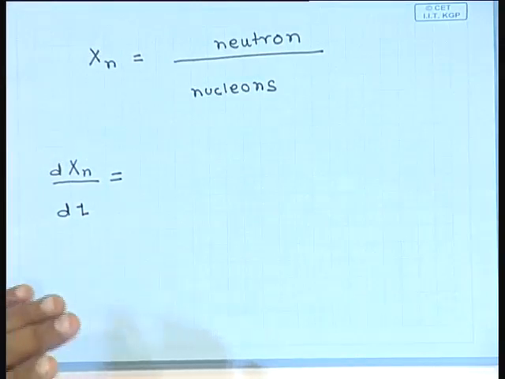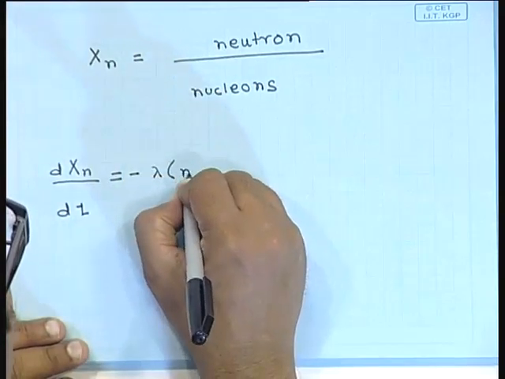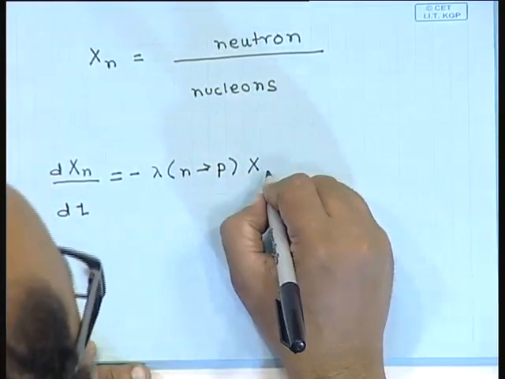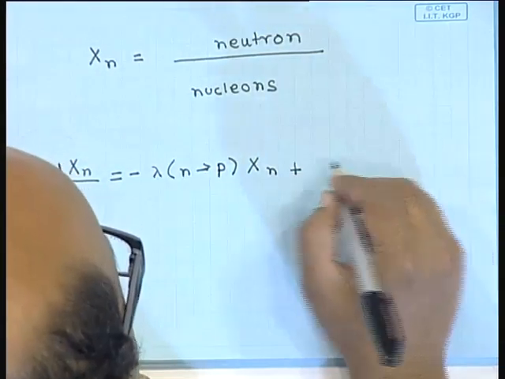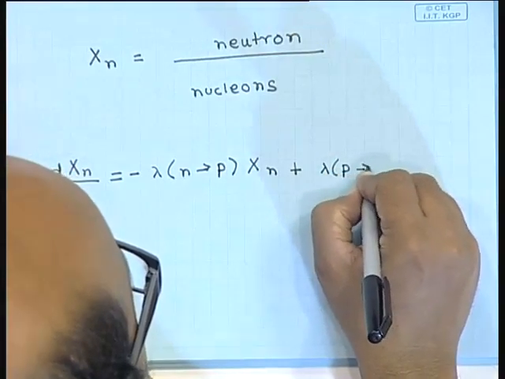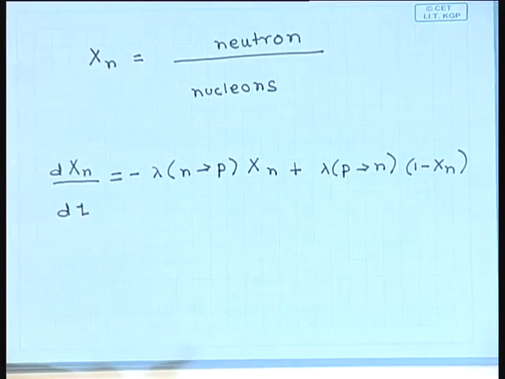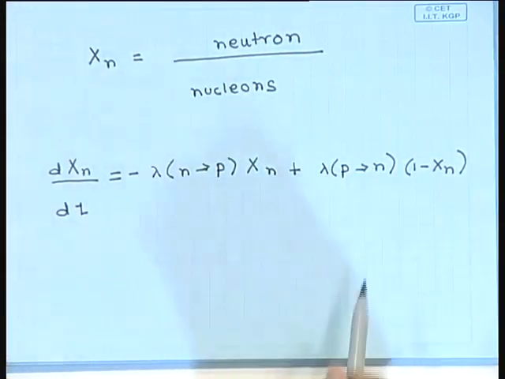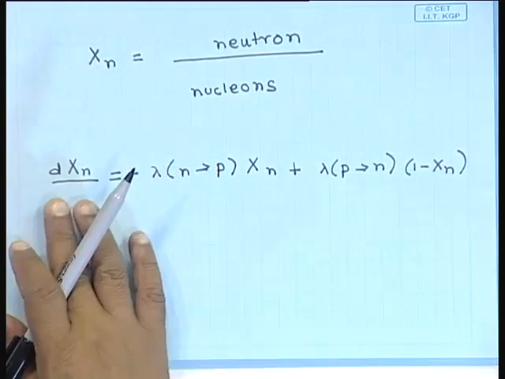So there are two processes. There is one process where the neutrons get converted to protons, this is going to have a negative sign, and this is going to be proportional to the reaction rate times the neutron fraction. This is going to give rise to a depletion in the neutron fraction, and there is the other reaction, protons to neutrons, and this is going to be proportional to the proton fraction. So, in general, what one will have to do is put in these reaction rates and integrate this equation. Okay, that's what one has to do.